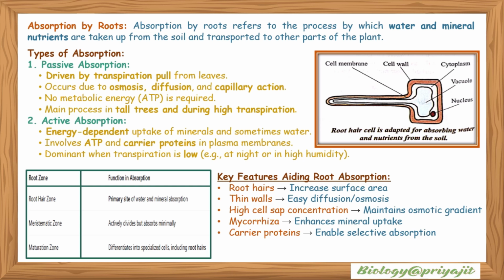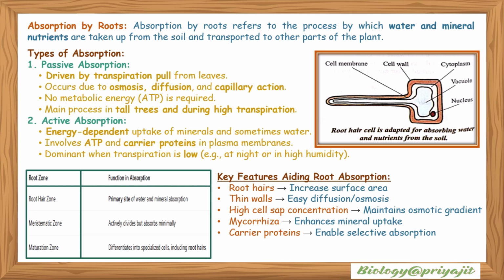Here the key features are: root hairs increase the surface area, thin walls are responsible for easy diffusion or osmosis, and high cell sap concentration maintains the osmotic gradient. The mycorrhiza enhances the mineral uptake by the root cells, and carrier protein enables selective absorption.